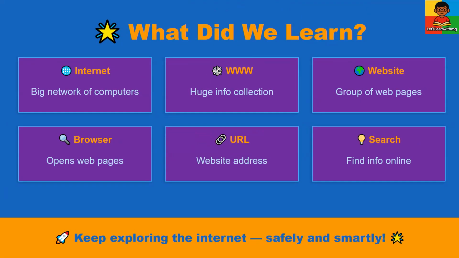Let's review what we learned today. The Internet is a big network of computers. The World Wide Web is a huge collection of information. A website is a group of web pages. A browser opens web pages. A URL is a website address. Search engines help us find information online. Keep exploring the Internet, safely and smartly. Remember to review this material again for even more confidence.